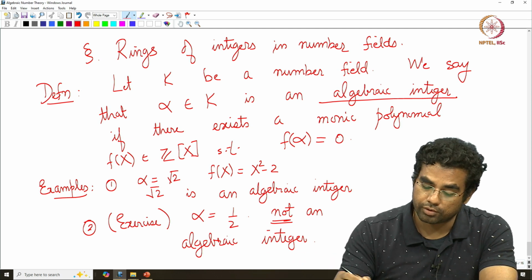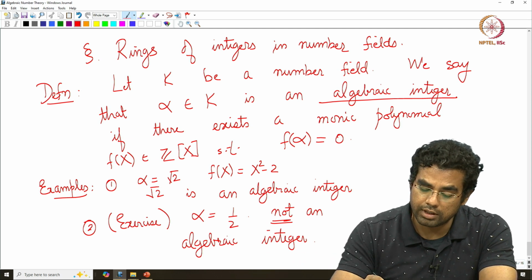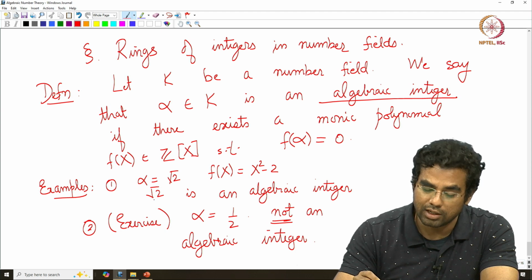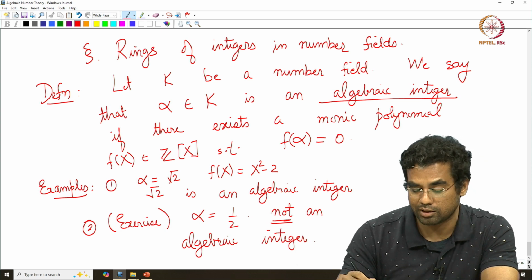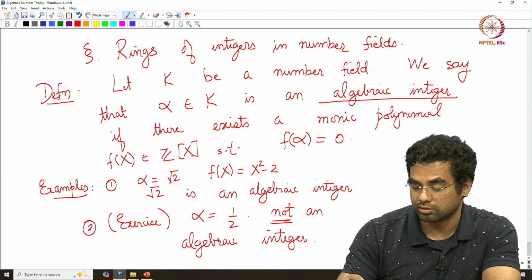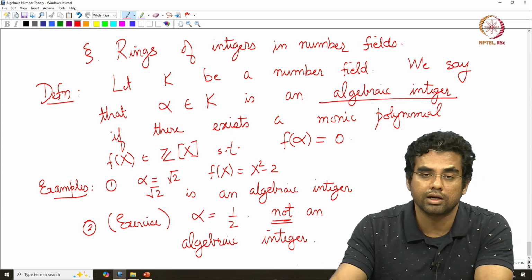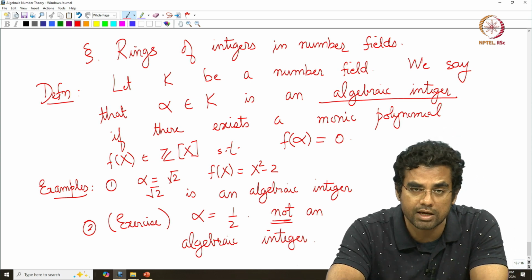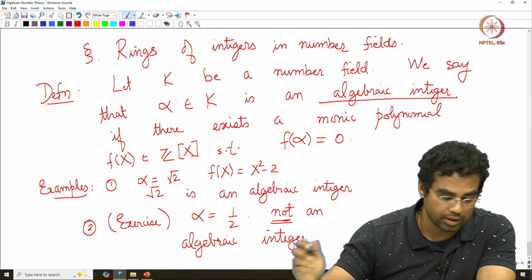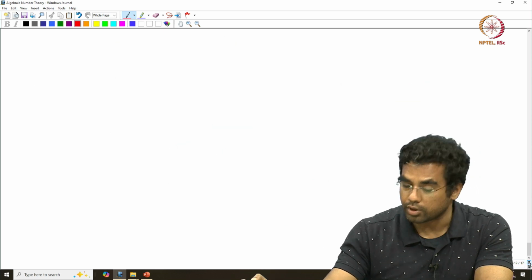And so on and so forth. So, roughly speaking, you should think of algebraic integers as not having denominators, and things that have denominators are not algebraic integers. So, just like integers, and this will become precise as we move on, as we study other things in the course. Okay.